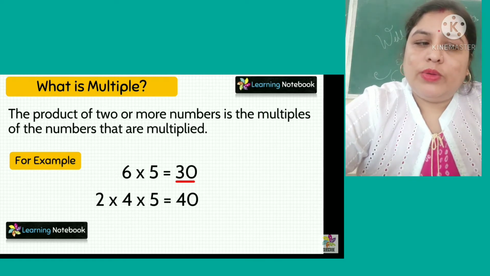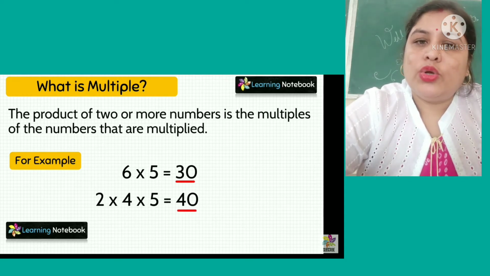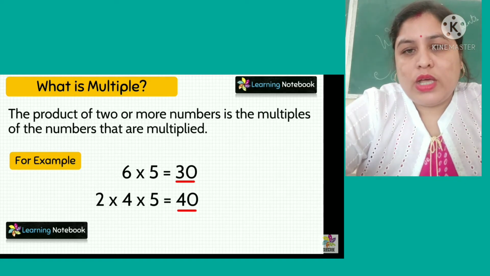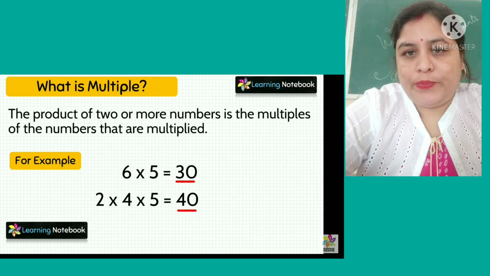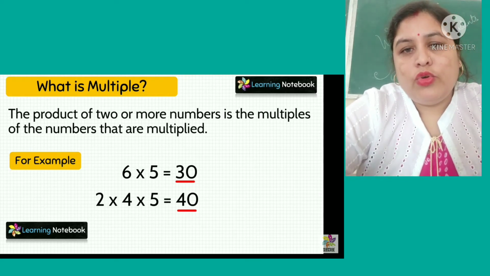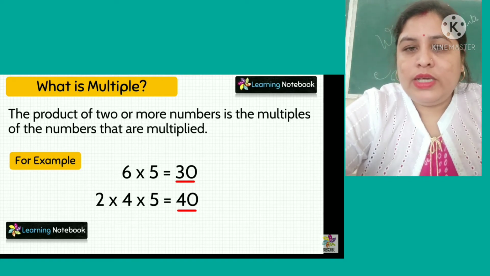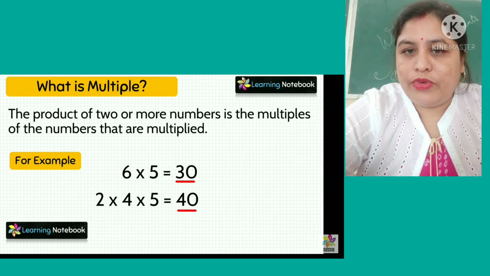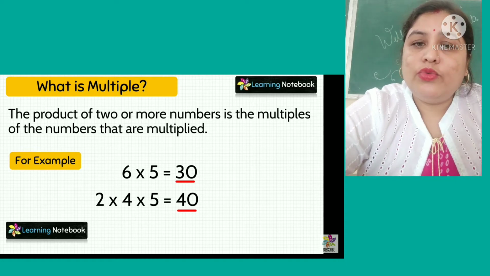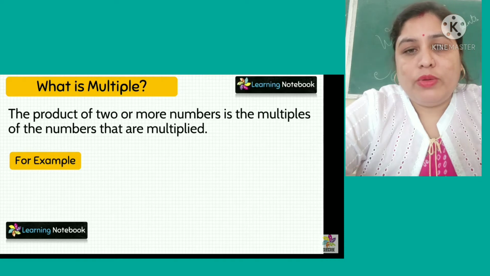Now, take another example, that is 2 into 4 into 5. 2 4s are 8 and 8 5s are 40. So here 40 is a multiple of 2, 4 and 5. Now students, I hope it is clear that if you take more numbers and multiply, the product will be a multiple of the multipliers.